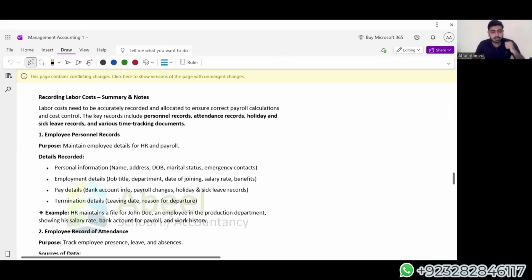Now, how are you going to allocate the labor cost? How are we going to analyze it? And how are you going to improve it? That is the main concept that you have to go upon.